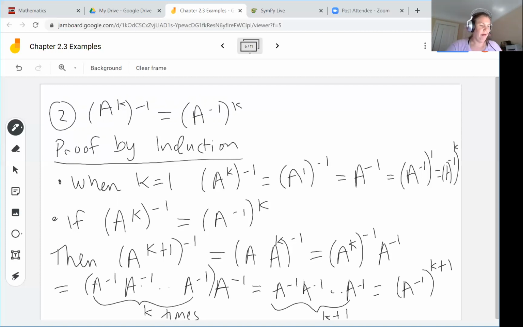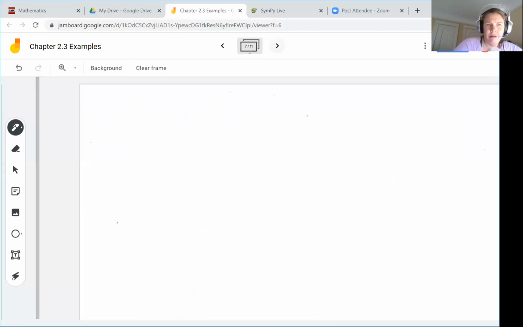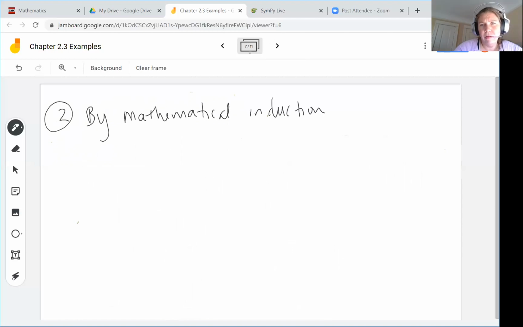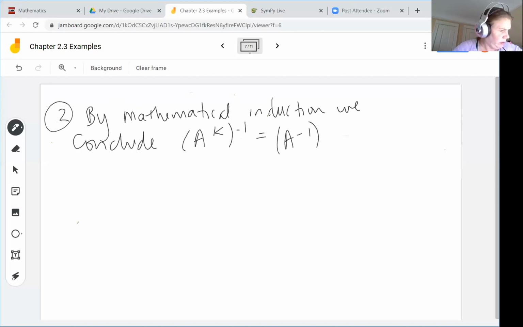So using mathematical induction, we are able to conclude that A to the k inverse equals A inverse to the k for all positive integers k.